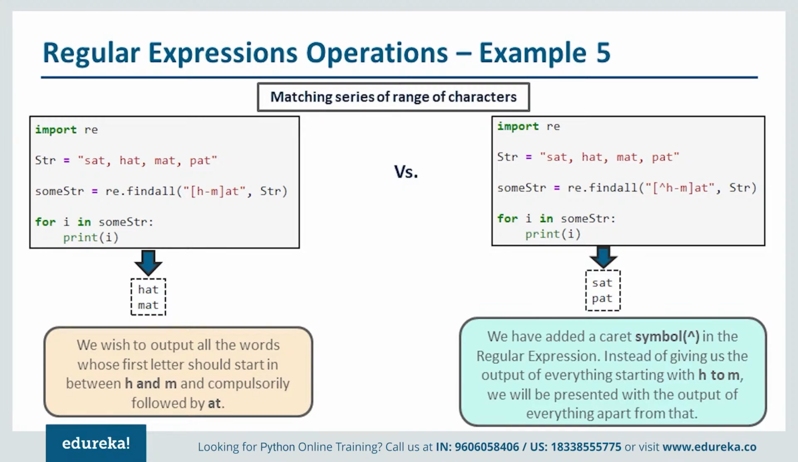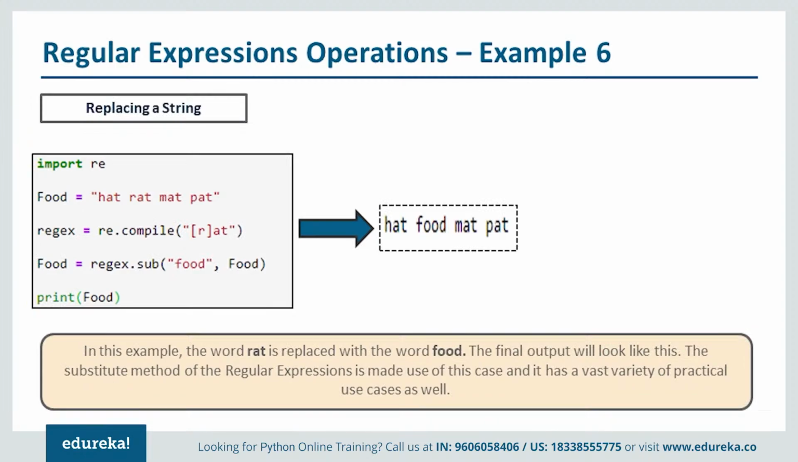So you can say A hyphen Z, that whatever characters are present between the A and Z should be picked up and validated. So this is how the regular expression works and how the matching of a series or range of characters works here. Now in this one also we are trying to work with the substitute.